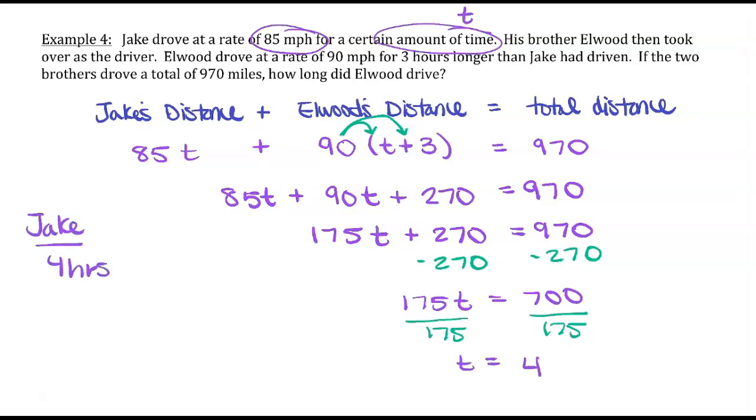The question asks us to find how long Elwood was driving. Well, Elwood, we know, was driving 3 hours longer than Jake. 3 hours more than Jake would be 7 hours. And we've solved that problem. And that is the end of this section.